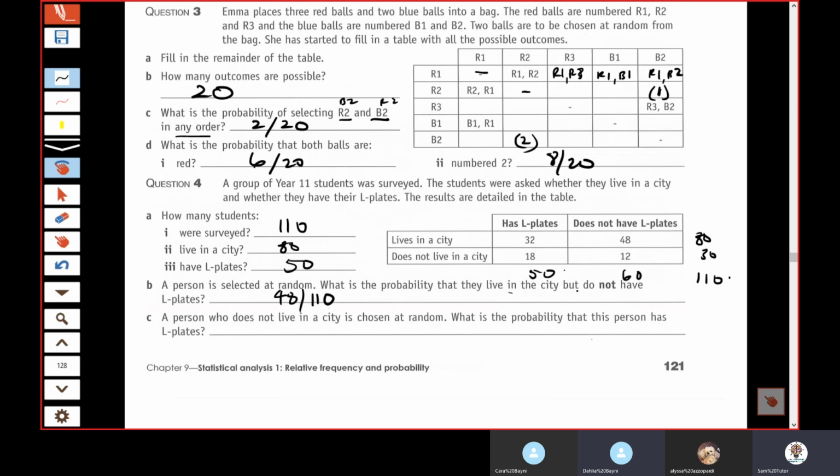This bit here, where they live in the city, is just trying to tell you to look at this row, and then do not have L plates means look at this column, and obviously where do they meet? They meet there. That's all.